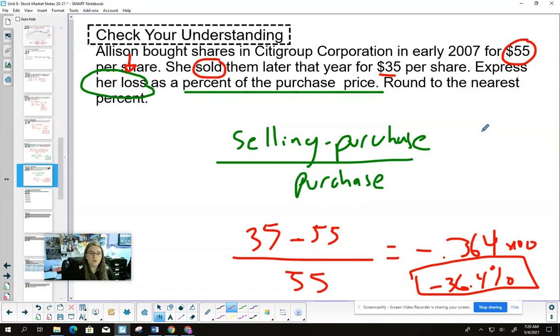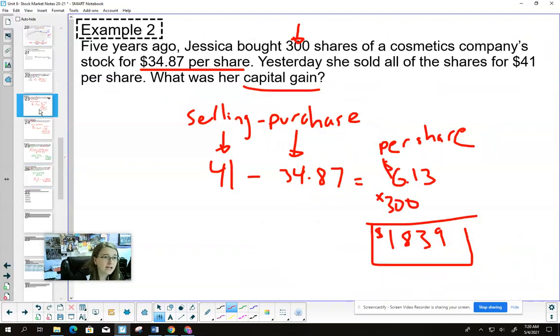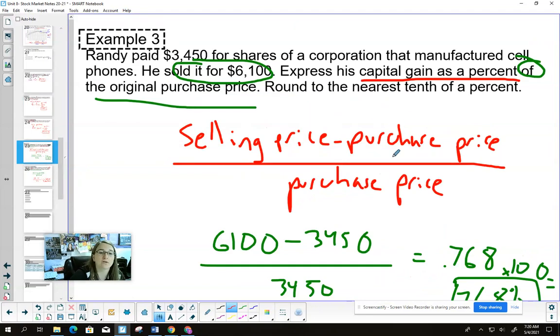Sometimes that can happen where people are put in a position where they have to sell even if it's at a loss. So when you're doing the assignment, read very carefully. If it just says capital gain, it's just selling minus purchase. If it says capital gain as a percent, make sure you divide by the purchase price.